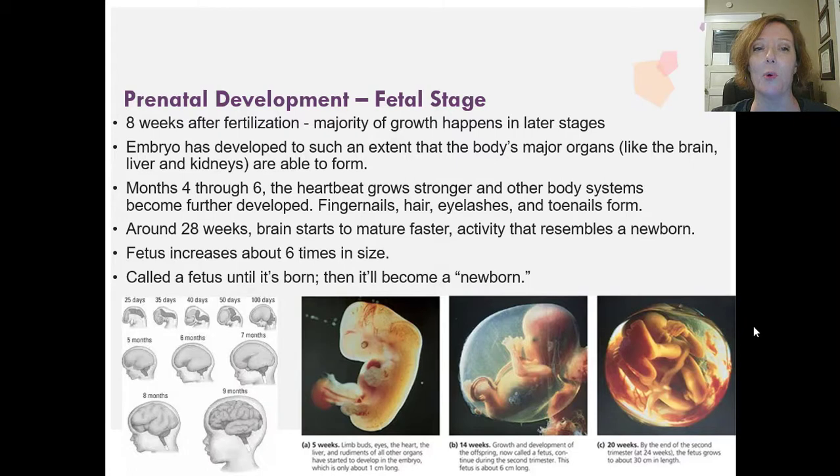The embryo at this point has developed to such an extent that the body's major organs, like the brain, the liver, and the kidneys, are able to form. Months 4 through 6, the heartbeat grows stronger and other body systems become further developed. Fingernails, hair, eyelashes, and toenails form. Around 28 weeks, the brain starts to mature much faster, and it starts to have activity that resembles a newborn.